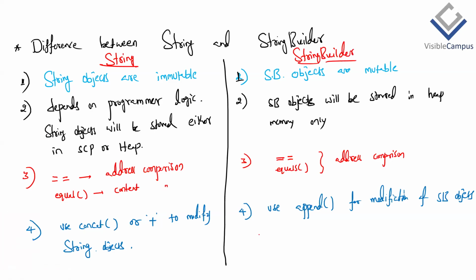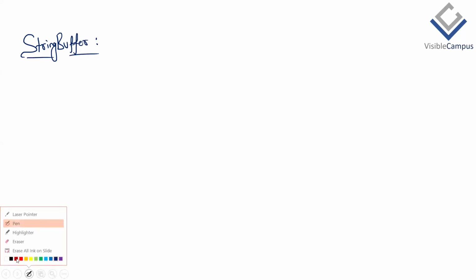Clear? Then for StringBuilder, we have seen one drawback. What is that? StringBuilder objects are not synchronized for multiple threads, is what we have seen. To have a solution for that, the next concept is StringBuffer, with again S and B capitals. What is this StringBuffer?